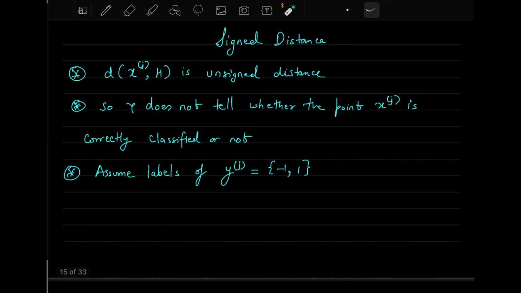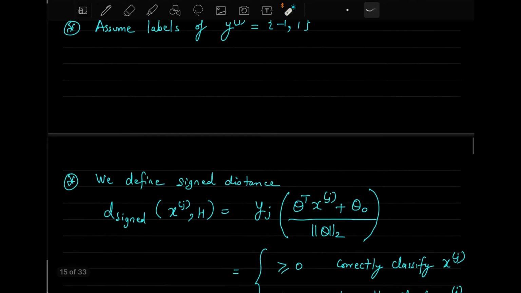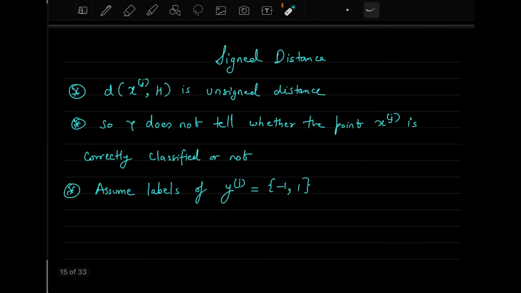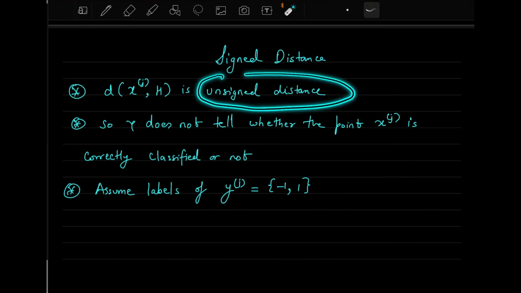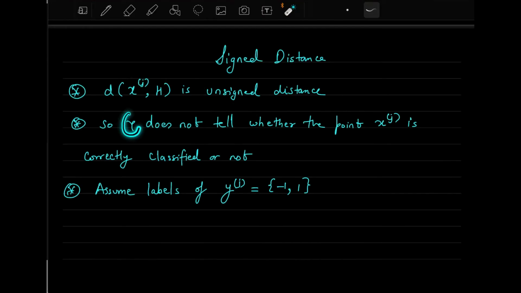The disadvantage of the unsigned distance is that this gamma which we are defining cannot tell whether the point is correctly classified or not. So let us discuss further, and I will show you this in detail in our coming slide. But for now, you can assume that the unsigned distance, which we are calling gamma, will not tell you whether the point is correctly classified or not. So let us move forward and see how we can clarify this.